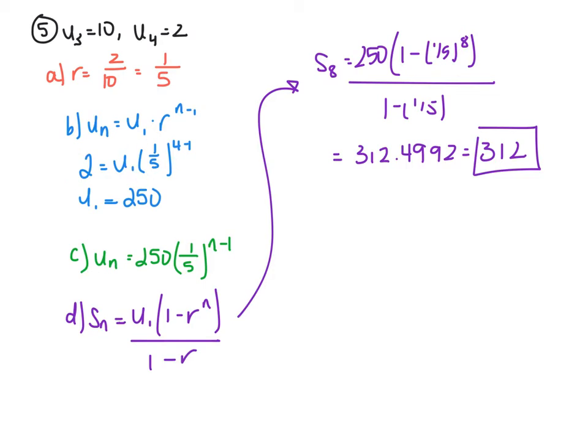For part C, it just asks us to write out the explicit formula. So again, using this, u sub 1 is 250 and r is 1/5. And then part D wants us to find the sum of the first 8 terms. You can either use your summation on your graphing calculator or the geometric sum formula. I use this, plug everything in, and you end up with 312 to 3 significant figures.